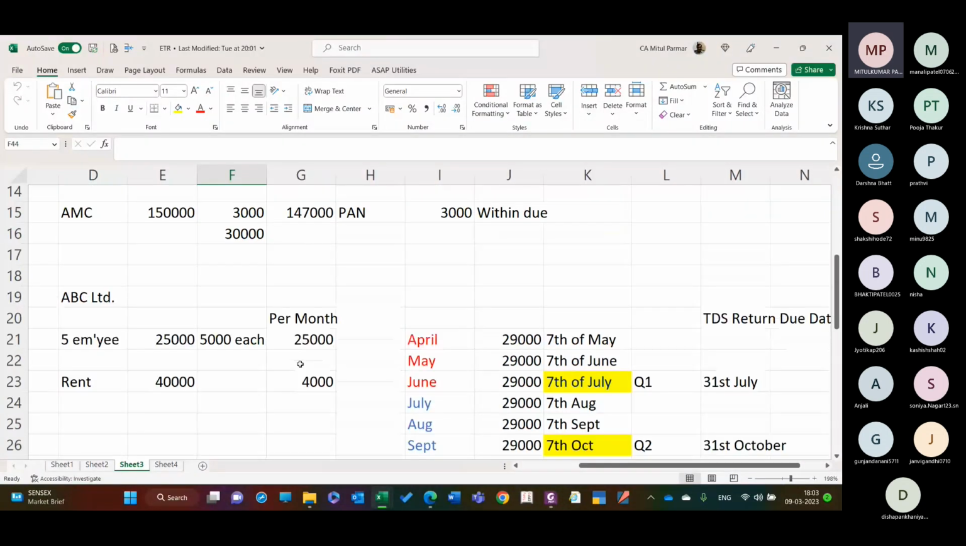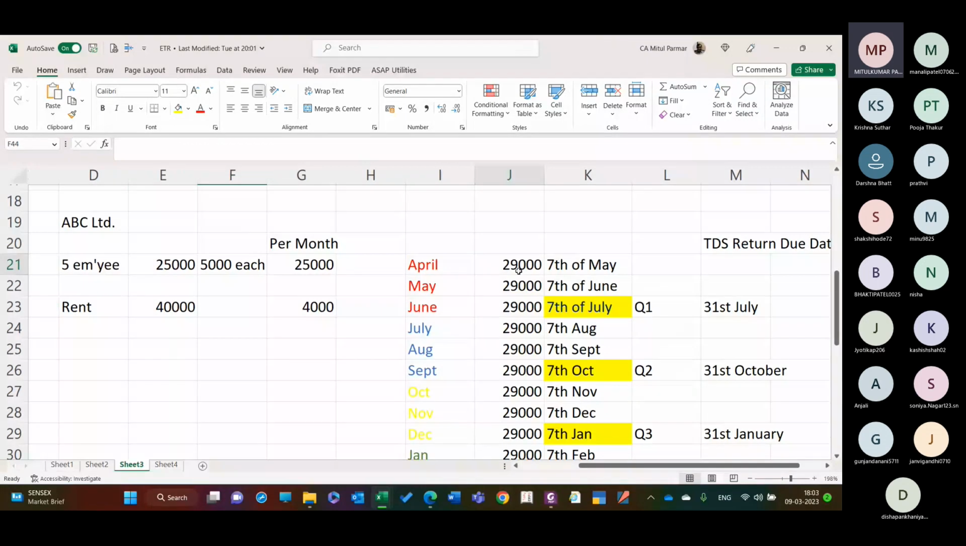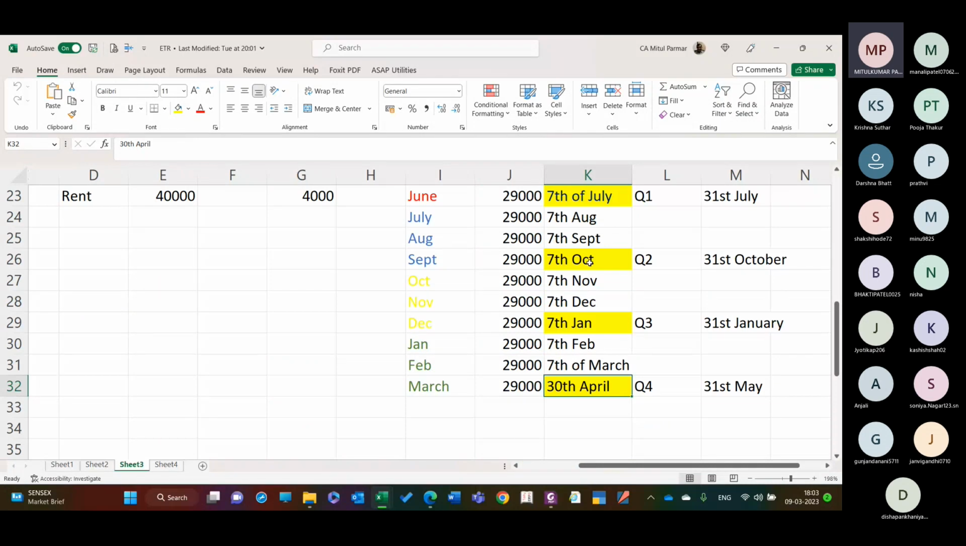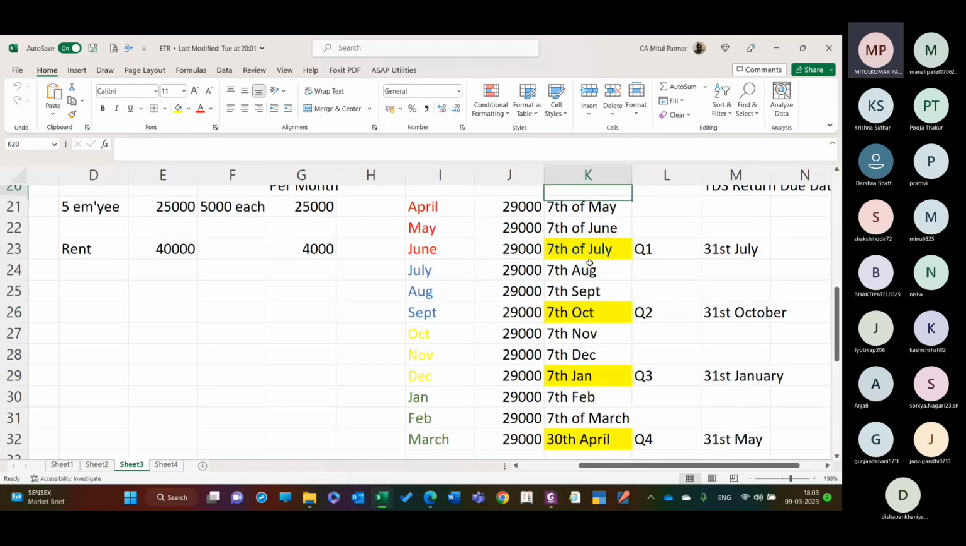If TDS has been deducted in a particular month, then in most cases there are a number of categories, and based on the categories, the deductor has to deposit the tax. But the most widely applicable date is the 7th of the next month. So in whichever month the TDS has been deducted, by the end of that month plus 7 days, meaning the 7th of the next month, he has to pay the tax for the first 11 months. And for the last month, there are 30 days given. That is the exception only for the month of March.